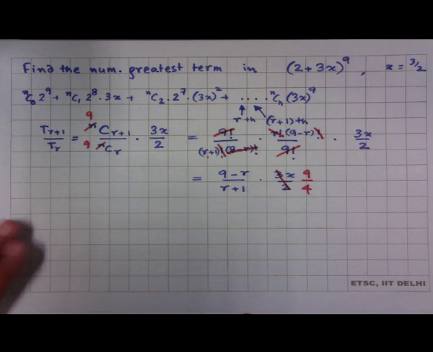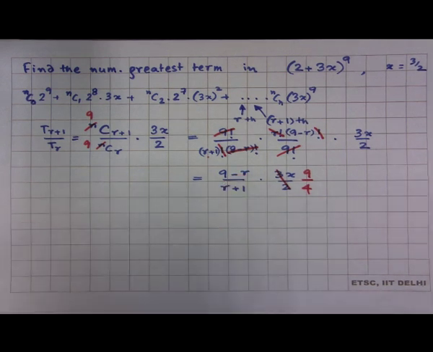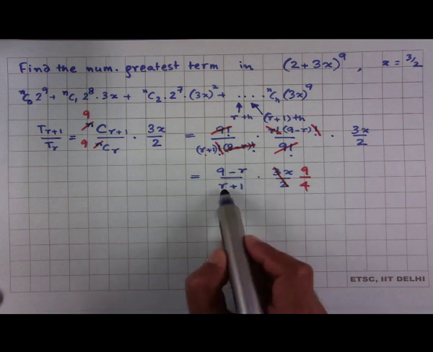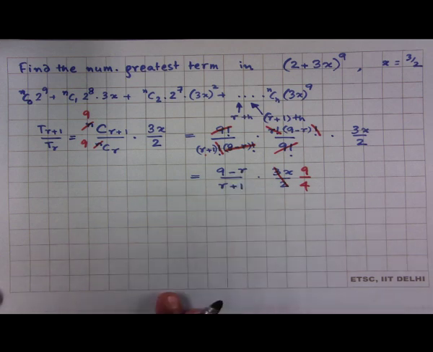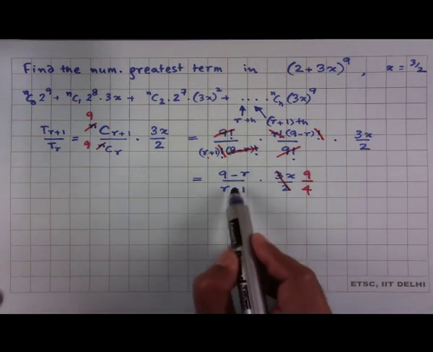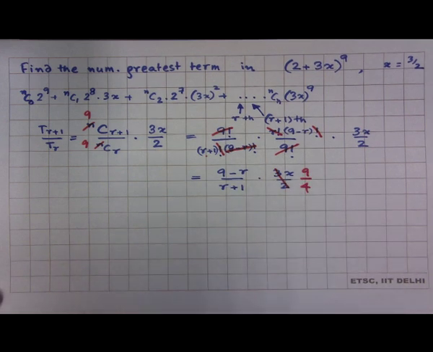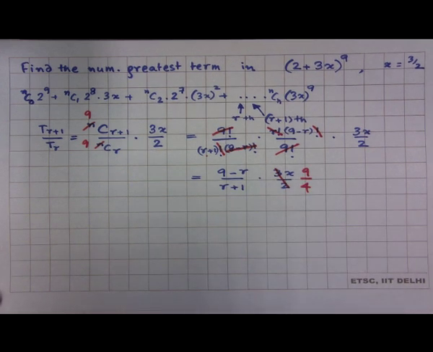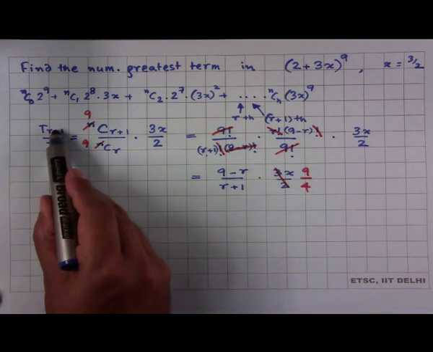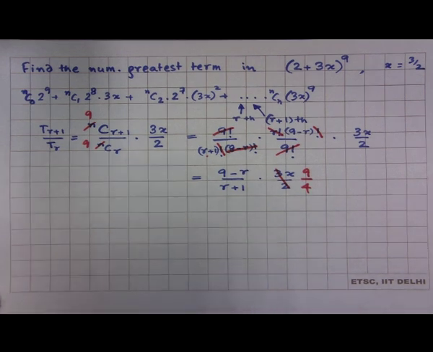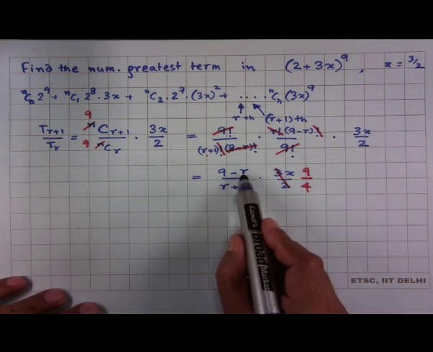Okay. Then r equal to 1: 8 in the numerator and 2 in the denominator. So, it is a factor of 8 by 2, which is 4. 4 times 9 by 4 is 9. So, still the second term is 9 times larger than the first term. Okay. So, what happens next?